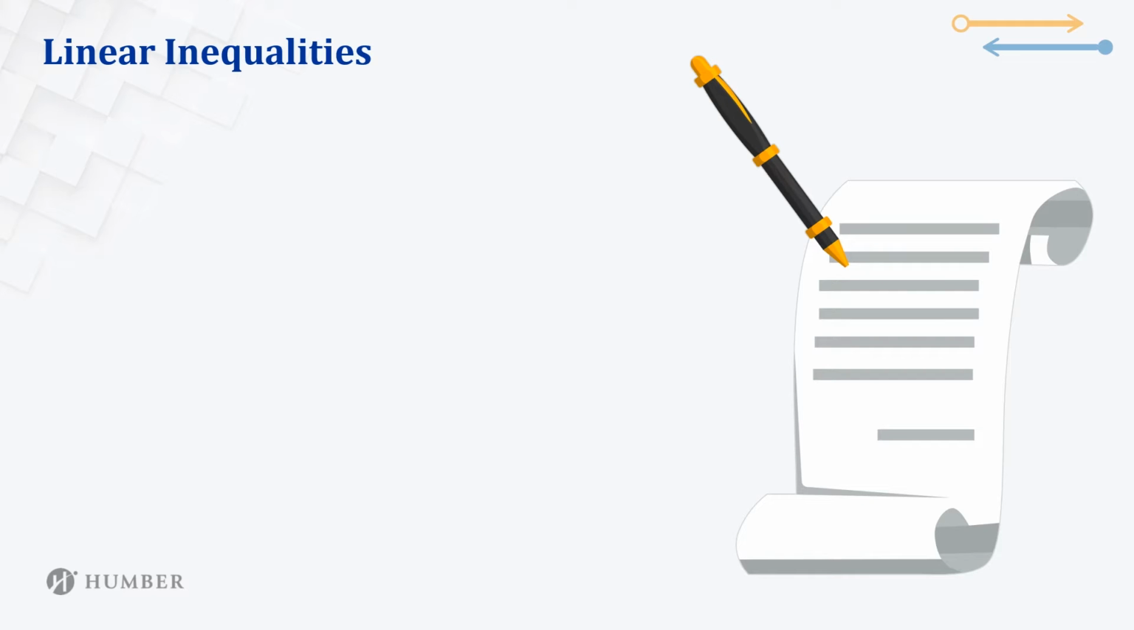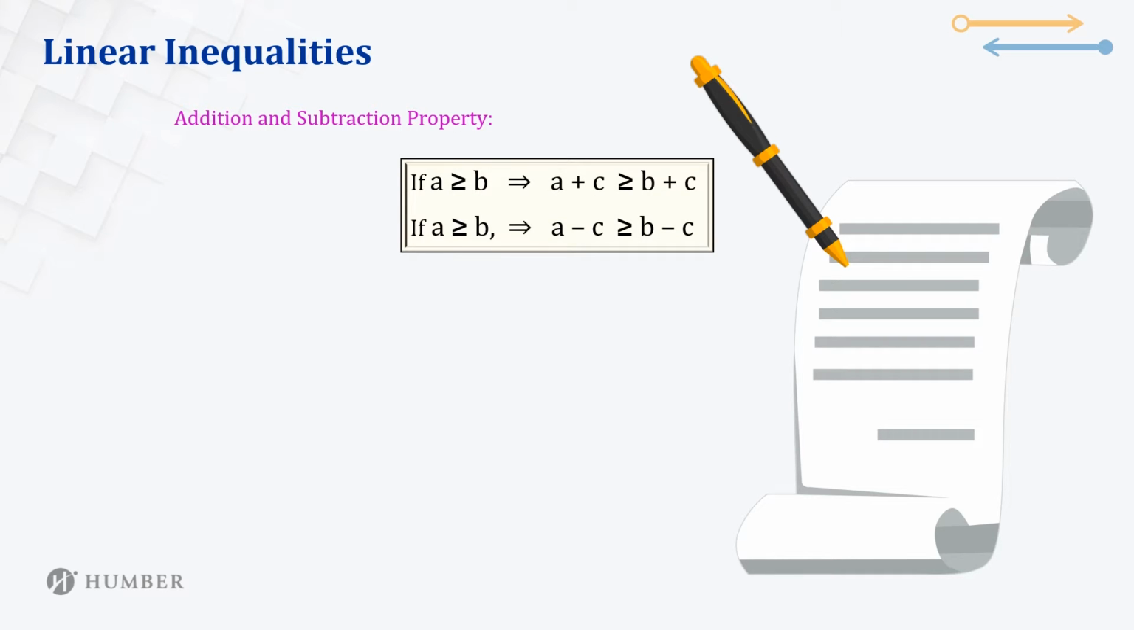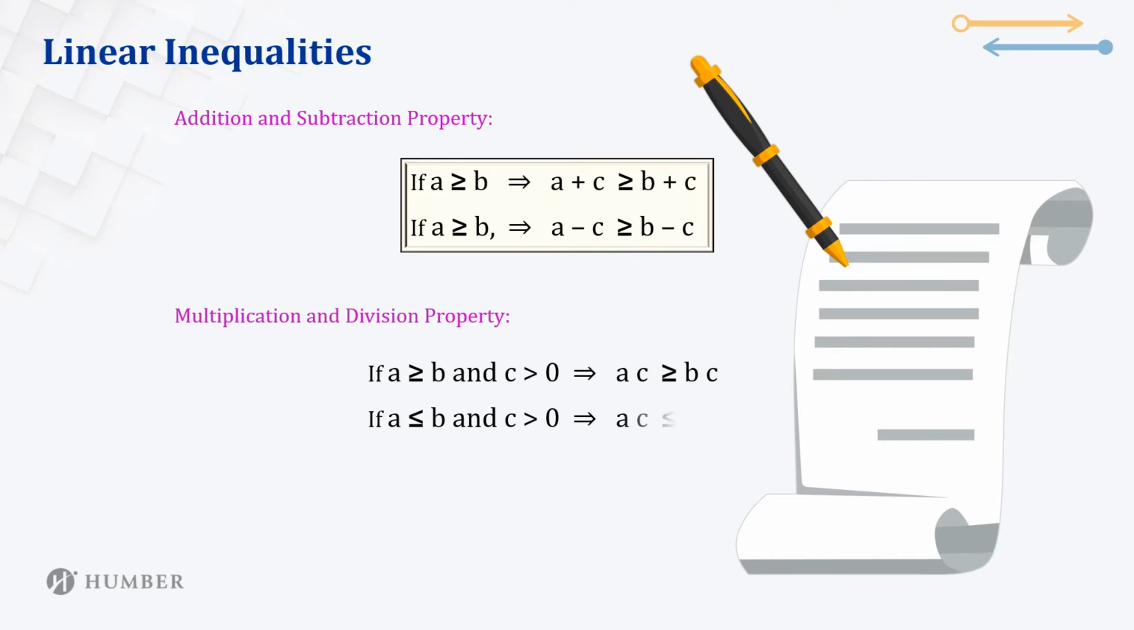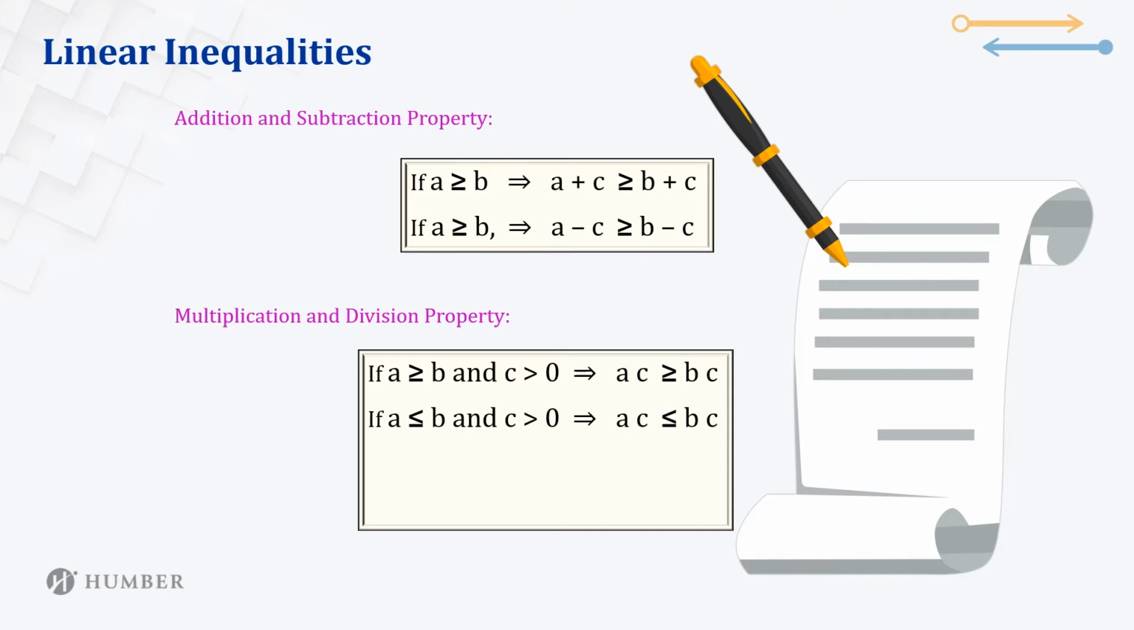Like linear equations, inequalities can be solved by applying similar rules and steps with a few exceptions. The only difference when solving linear equations is when it involves multiplication or division by a negative number. Multiplying or dividing an inequality by a negative number changes the direction of inequality symbol.